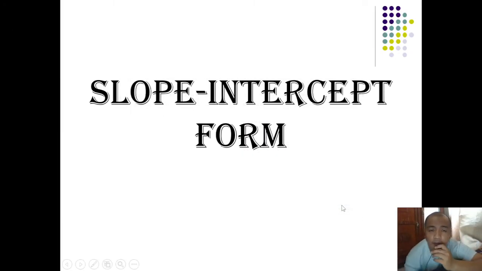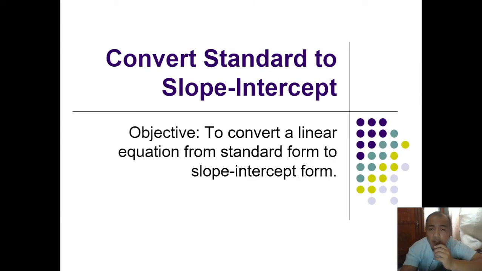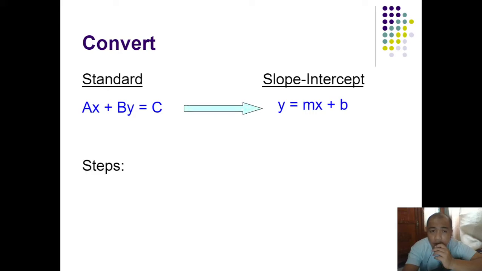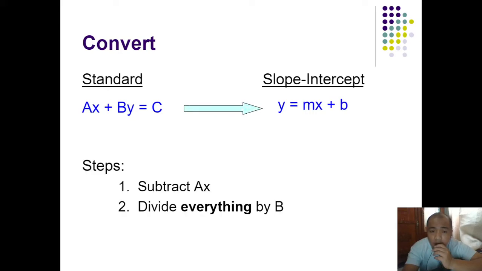This is part 3 of our lesson on slope-intercept form. In this part 3, we'll learn how to convert standard to slope-intercept. To convert a linear equation from standard form, ax plus by equals c, to slope-intercept form, y equals mx plus b, the steps are: subtract ax, then divide everything by b.